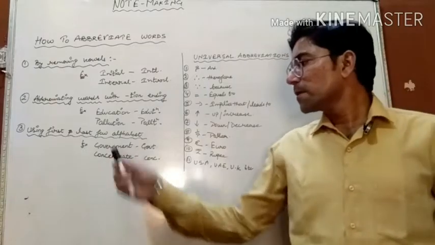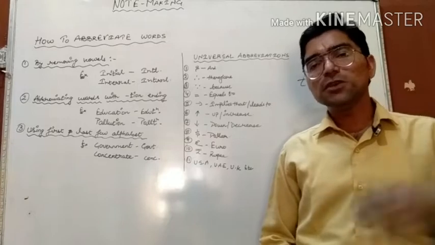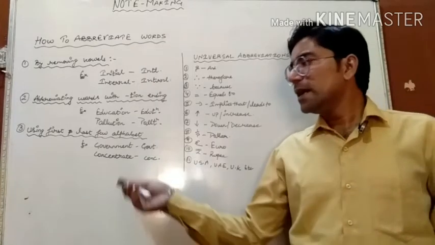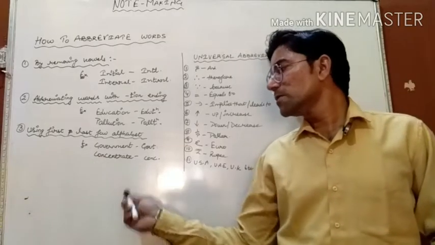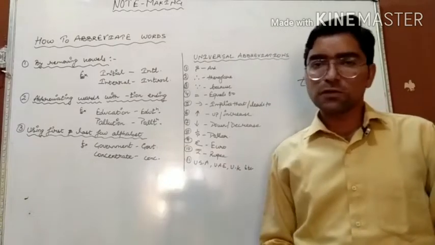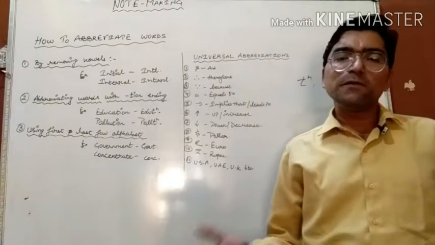For example, government becomes govt, the first 3 alphabets, gov, and the last alphabet, t. And you can also use the first 3 or 4 alphabets. For example, concentrate becomes conc, full stop. So these are the rules to follow for how to abbreviate words.